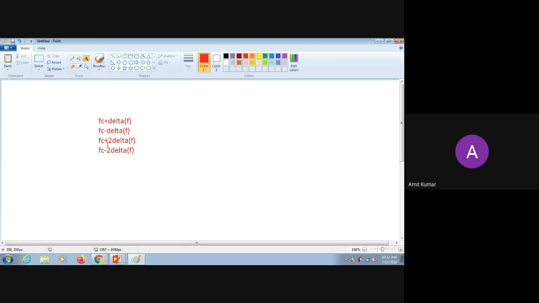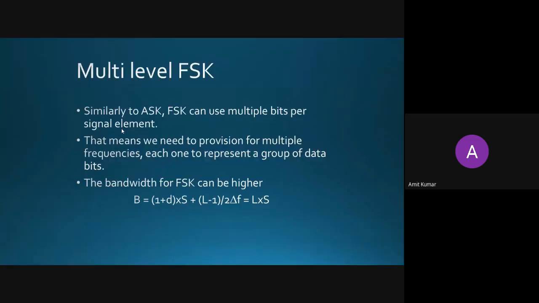Due to this, your bandwidth is going to increase because you have increased the number of levels. So the number of frequency components present in your FSK signal is going to increase, and so the bandwidth of your signal is going to increase. If you see, 1 plus D times S is the bandwidth for an ASK signal, plus 2 delta F, which will be affected by the number of levels. So it will be given by L minus 1 multiplied by 2 delta F.